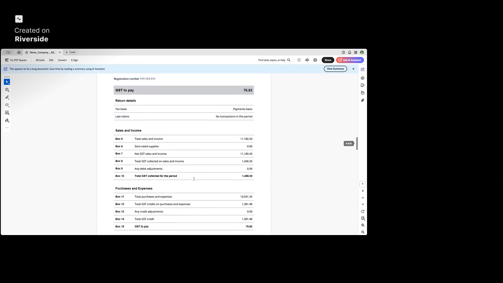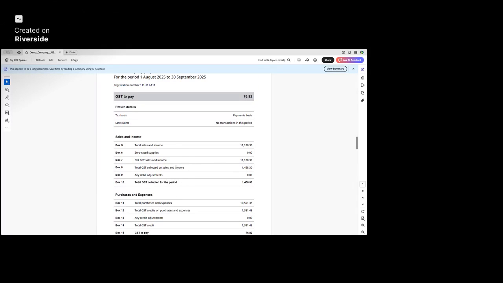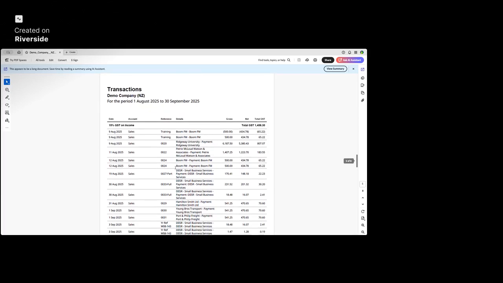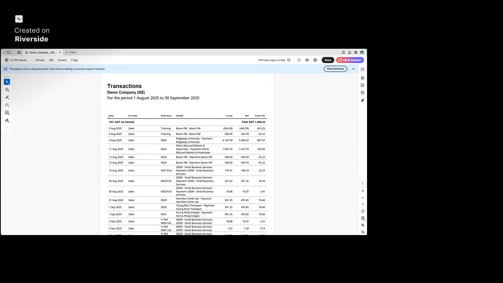The next part, you can skip this page. This is just what's filed at IRD. It's more sort of for us to look at. The next part is the GST calculation side with the transactions.